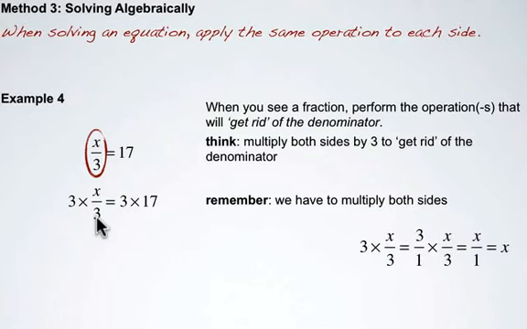Three times x over 3 equals x. We can work through it as fractions, or you can look at it, I have a multiply by 3 and a divide by 3, and they cancel out. 3 times 17 is 51.